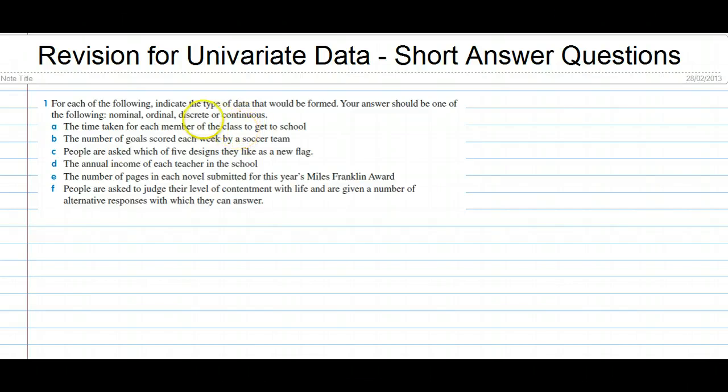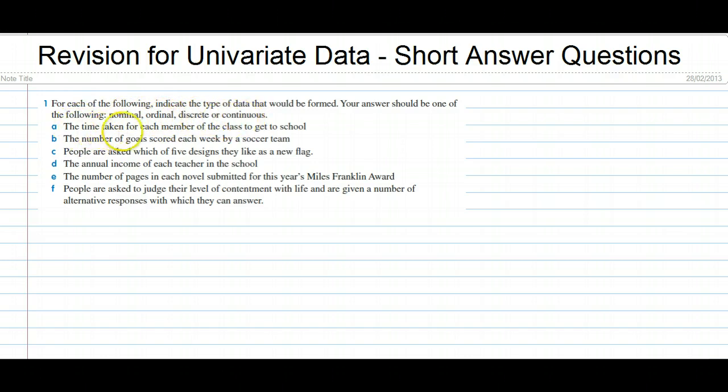Okay, in this video we're going to be looking at revision for univariate data again, but this time we're going to look at the short answer questions in the chapter review. Okay, let's get started. In question 1, for each of the following, indicate the type of data that would be formed. Your answer should be one of the following: nominal, ordinal, discrete, or continuous.